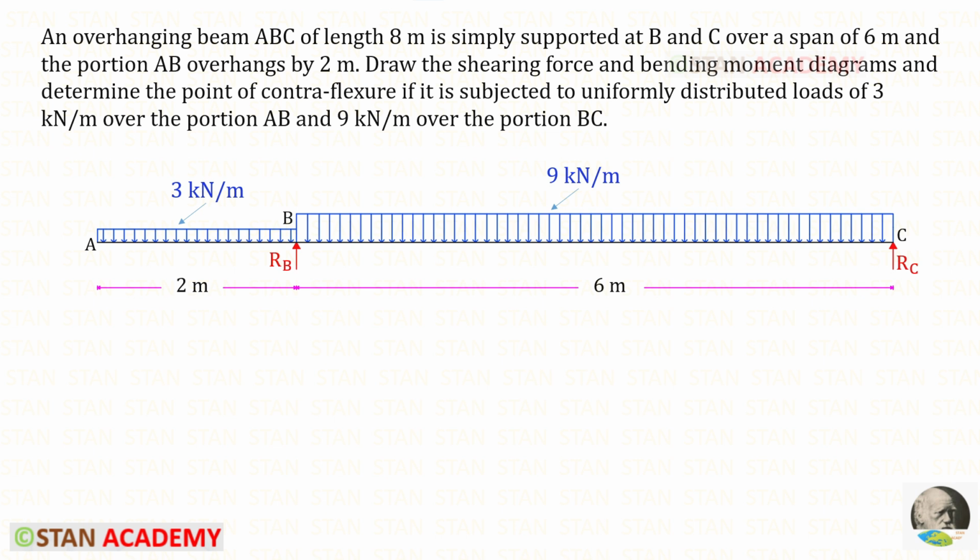Hello everyone, today we are going to analyze this overhanging beam. In this beam, the portion AB overhangs by 2 meter. The portion BC is 6 meter and it is simply supported. In the overhanging part, there is a uniformly distributed load of 3 kN per meter, and in the simply supported part, there is a uniformly distributed load of 9 kN per meter.